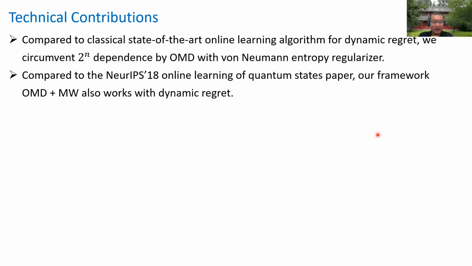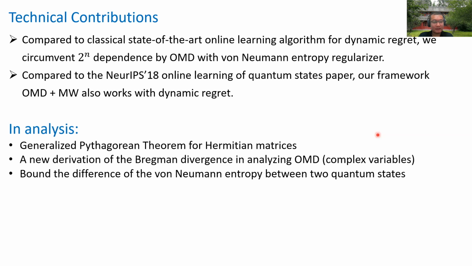And also, I think a very important thing, compared to, for instance, the NeurIPS 18 paper, Online Learning of Quantum States, is that our framework really can be adapted to the case where the states are changing. We basically use this OMD plus MW, and it really works well with the dynamic regret case.